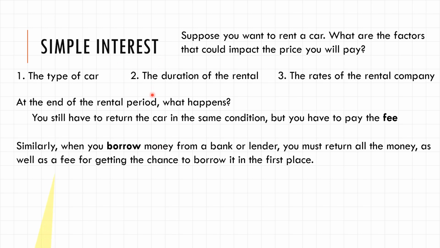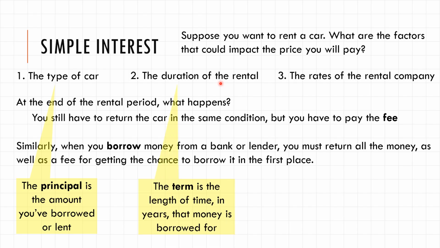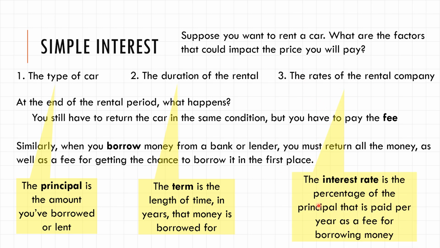When we talk about interest, the amount that you have borrowed is something called the principal. That is the amount that you have borrowed or lent. That's sort of like the value of the thing that is being lent out, similar to how certain cars are more valuable than others. The duration of that rental, renting that car for longer, is something called the term in terms of finance. So when you're borrowing money, the term is the length of time in years that the money is actually borrowed for. Sometimes you may want to borrow the money for longer than others.